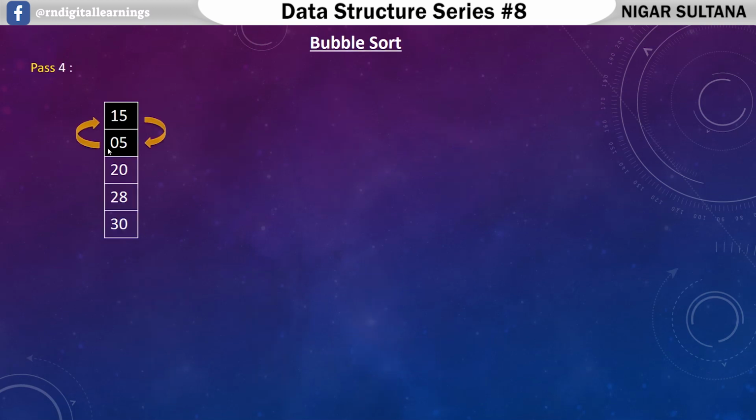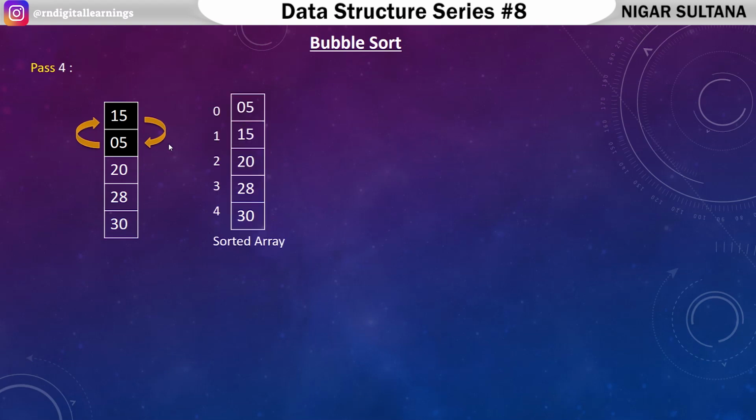Next comes the fourth pass. Compare the first element with the second element. Is 15 greater than 5? Yes. If it's greater than 5, then swap the numbers. Now 5 goes up and 15 comes down.